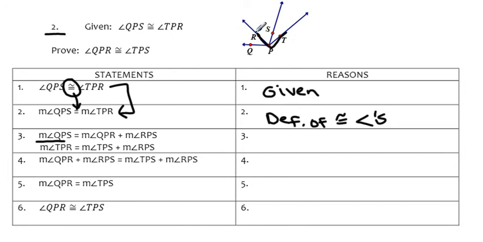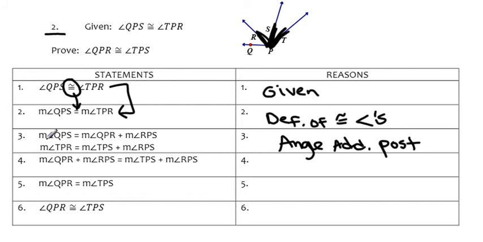You have large angle TPR made up of TPS and RPS. And that's the angle addition postulate. That says that the two small angles added together will equal the big angle that it makes up. The next property always follows angle addition.